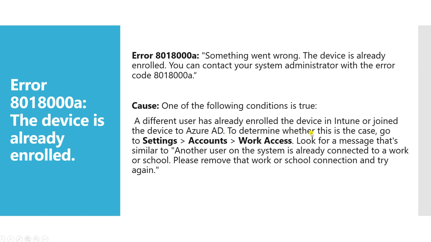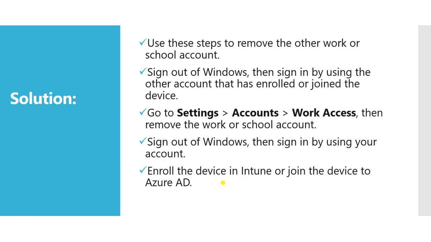So to determine whether the device keys, go to the settings and you can check there, and look for the message similar to: another user on the system is already connected to the work or school account. Please remove that connection and try again. So you need to go to your settings, accounts, work access, and check it. If it is there, you can just remove it and you can enroll again.